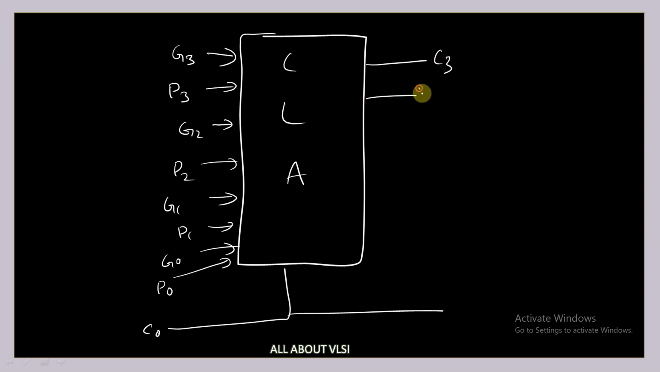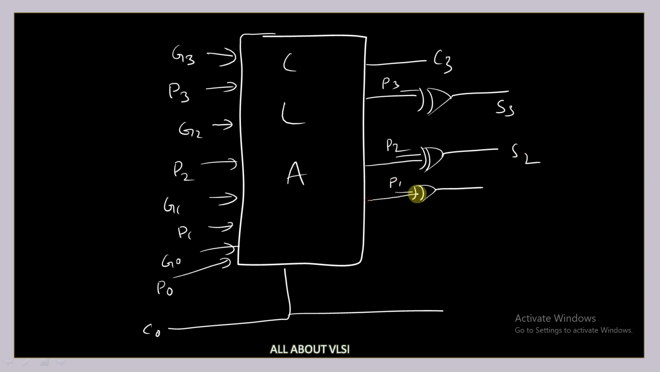On an XOR gate we are going to take P3 XOR with this output, and we get S3. P2 XOR with the output of the XOR gate gives S2, P1 gives S1, and P0 and C0 from here we are going to take. So this is how we are going to develop our carry look ahead adder.